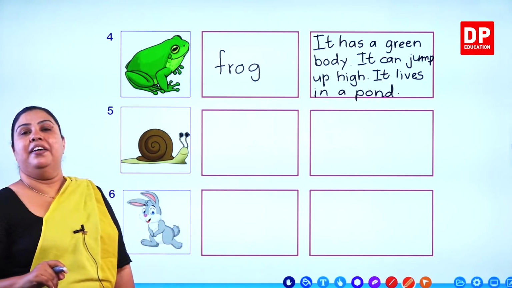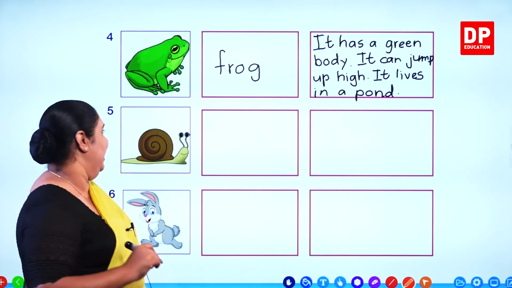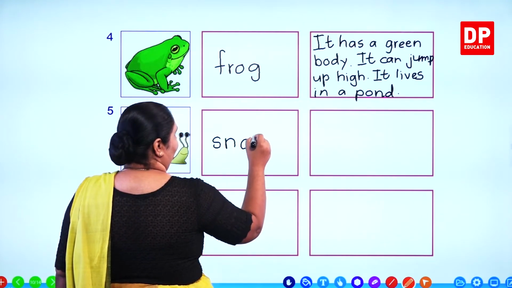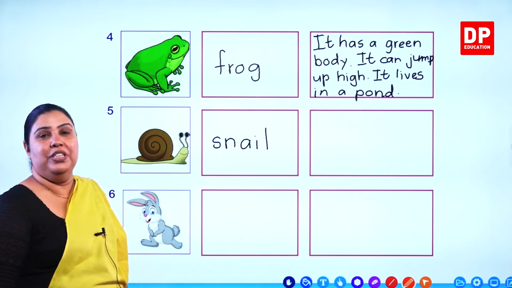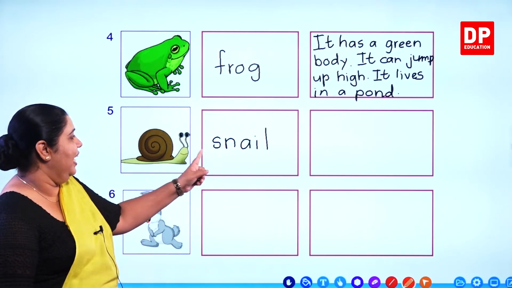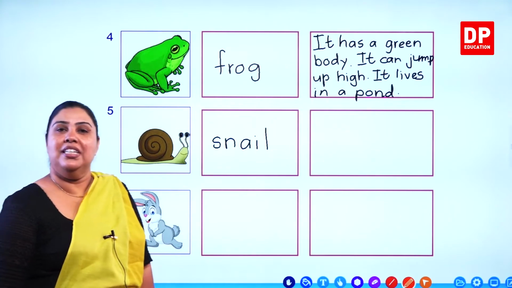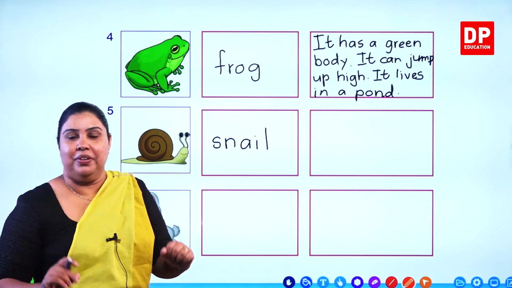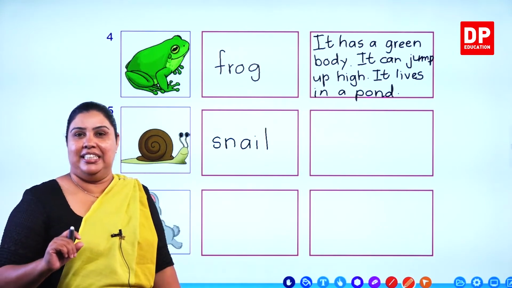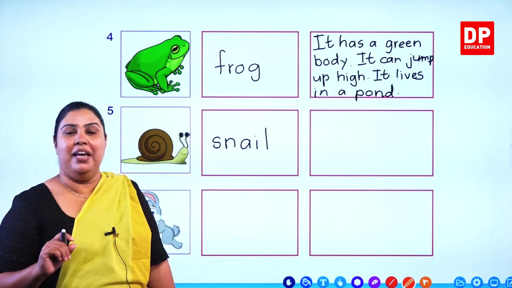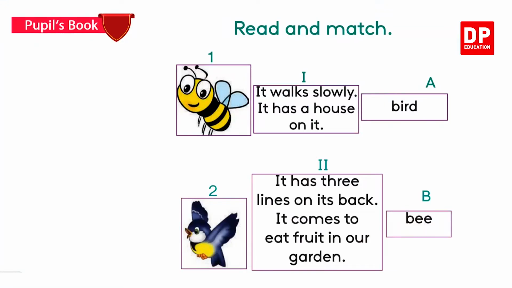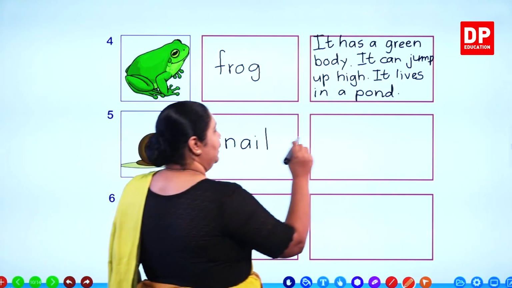Then it's number 5. Who is this? It is the snail. The snail. S-N-A-I-L. Snail. How do we spell the word snail? S-N-A-I-L. Now what was the description? Can you remember? It walks very slow. It has a house on it. Can you remember? Right, now we will write the description of the snail.